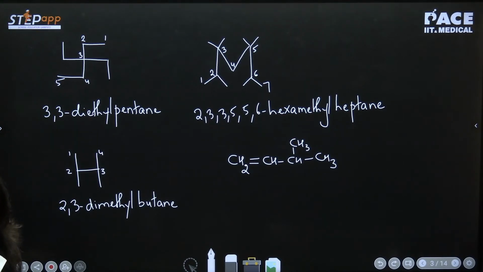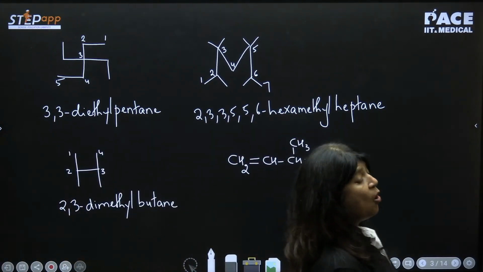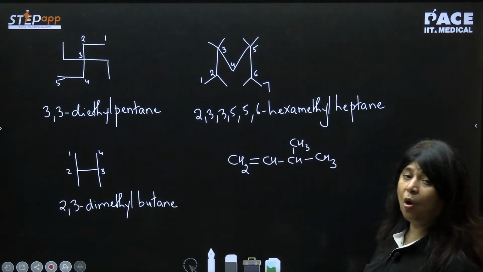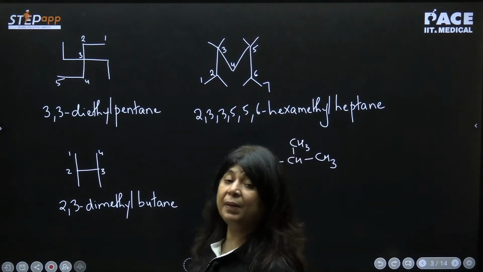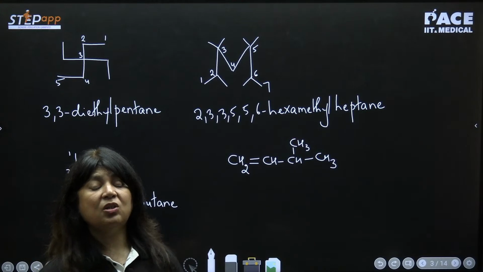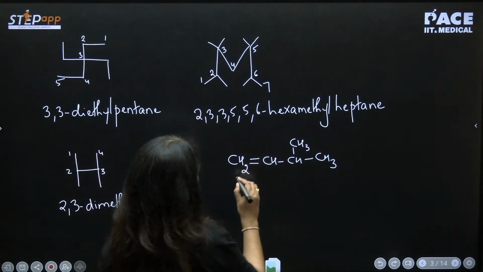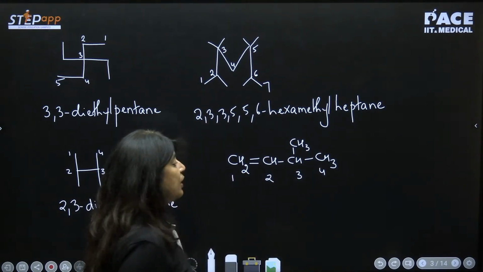Okay, now this compound has both a double bond as well as a substituent. So how do we name this? Double bond will always get a priority over substituent. Okay, double bond always gets a priority over substituent. So numbering will be from that end which is closest to the double bond. So this compound will be numbered from this end because that end is closest to the double bond.